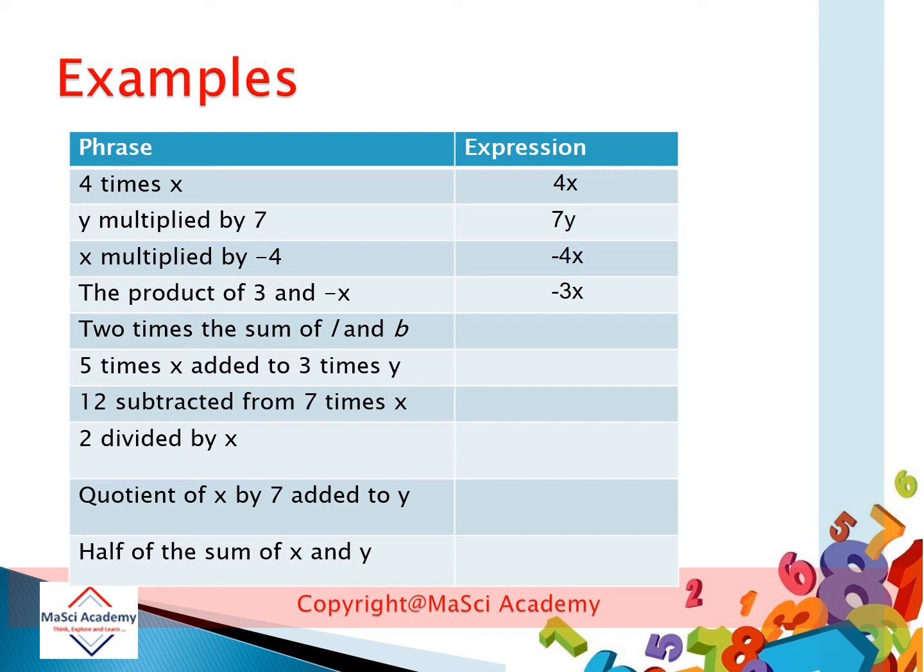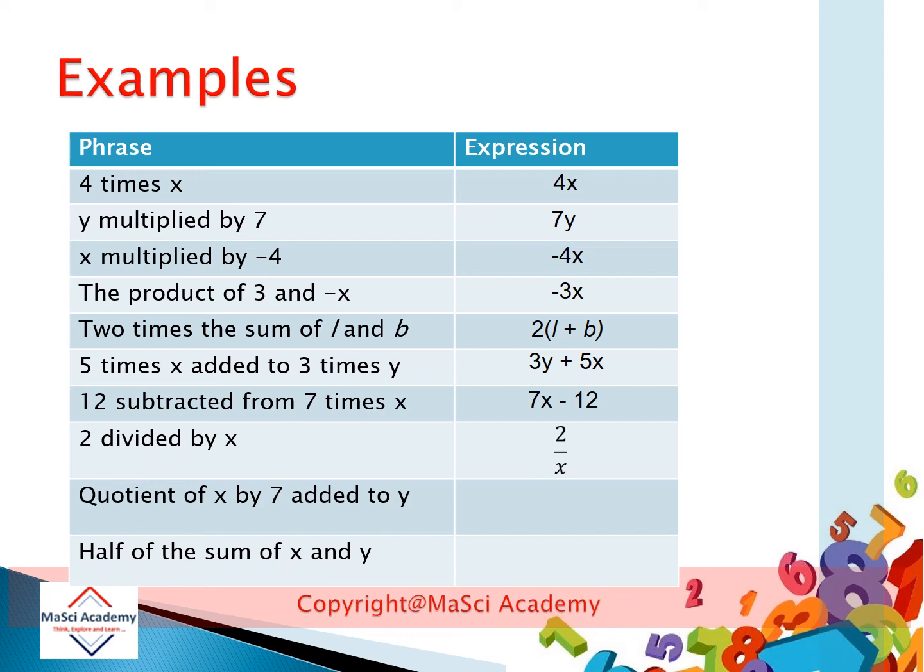2 times the sum of l and b becomes 2 into (l plus b). Again the brackets are important here. 5 times x added to 3 times y is 3y plus 5x. 12 subtracted from 7 times x becomes 7x minus 12. 2 divided by x is 2 upon x.